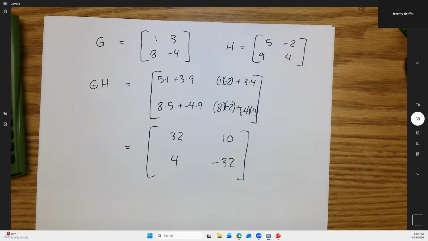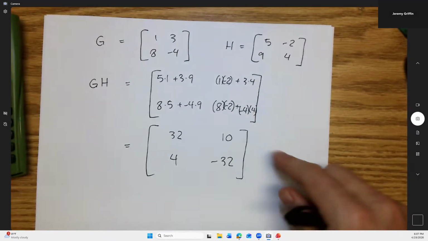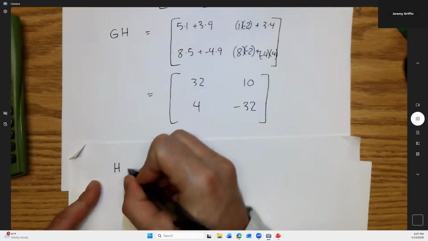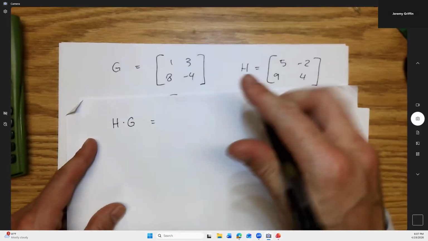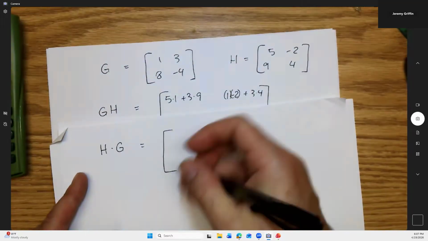All right, and let me show you guys that if you multiply the other way, like G times H, you're probably going to get a different answer. So let's try it, or HG. Let's go back to the top here, and I can play out these. This time, I'll go ahead and write it out.